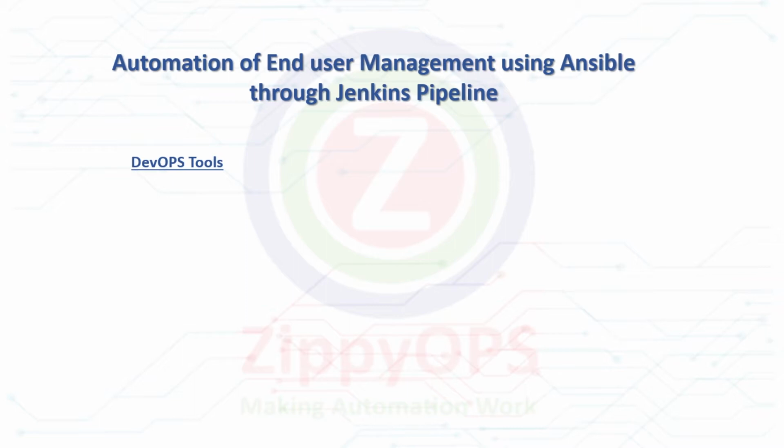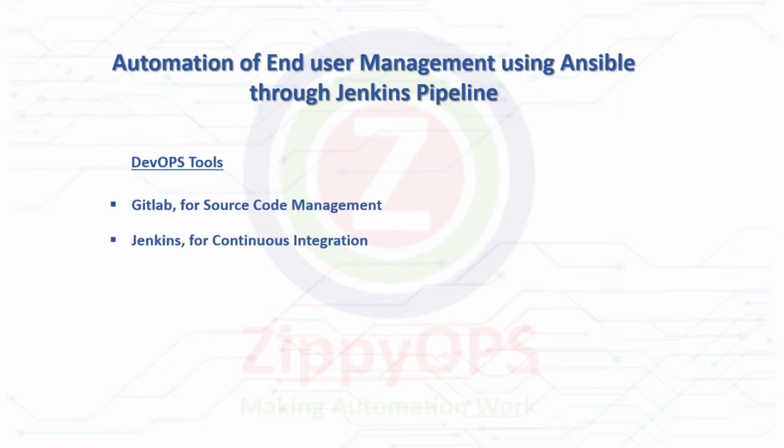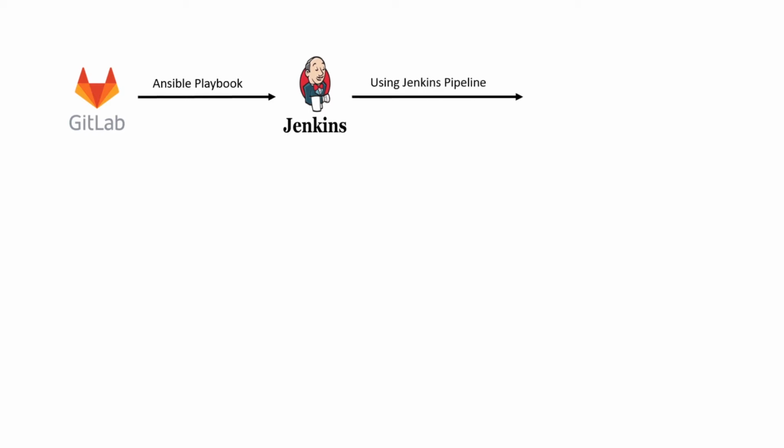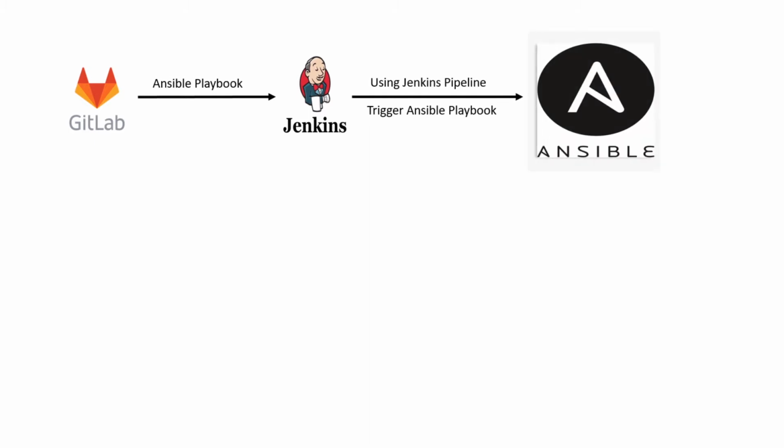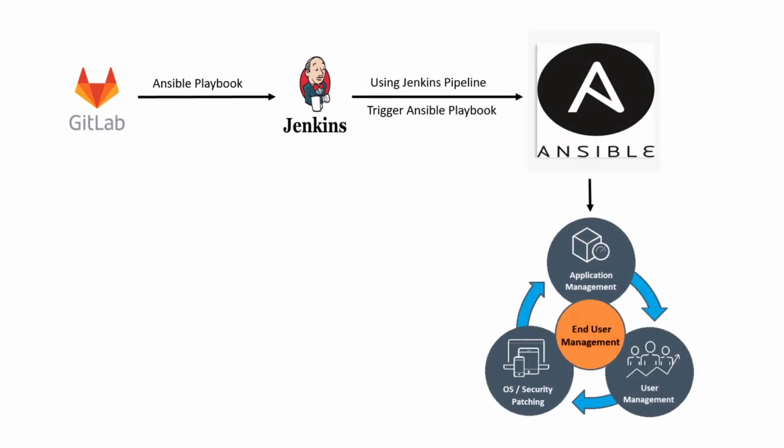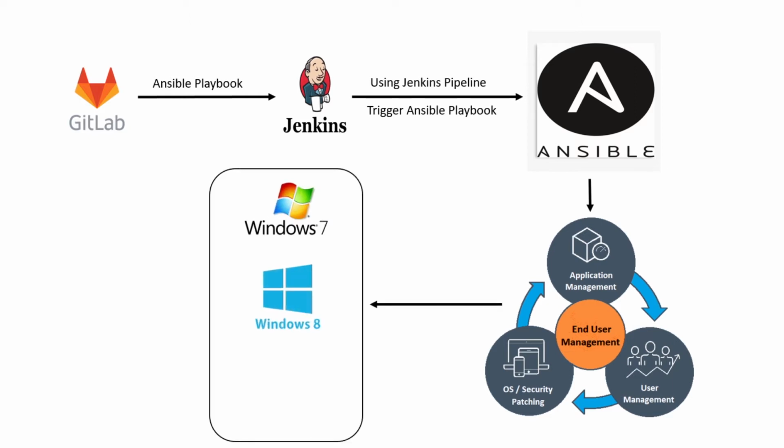The tools used in this end-user compute management are GitLab, for source code management; Jenkins, for continuous integration; Ansible, for configuration management. Let's explore the workflow of end-user compute management for Windows 7, Windows 8, and Windows 10 machines, using Ansible. Jenkins job will pull the end-user compute management Ansible code from GitLab. In the next stage, Jenkins will trigger the Ansible playbook in the Ansible controller, which will perform the below tasks: application installation, application upgrade, OS patching, and creating a user on Windows machines.